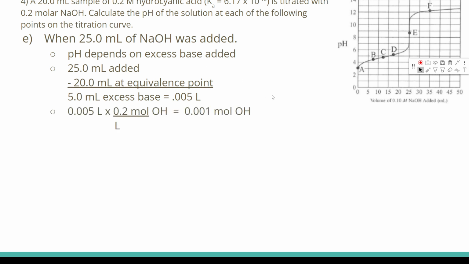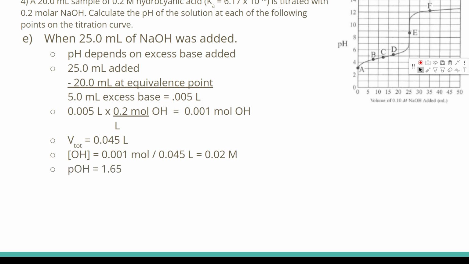And so I see how many moles of hydroxide that is. And then I have my new V total. Again, V total is based off adding the 20 mils from the flask and the 25 mils from the burette. And so my concentration, I just divide the moles by the liters to get molarity, and then I get my pOH from negative log of the concentration of OH minus, and then I get my pH from pH plus pOH is 14. And so we calculate pH to be 12.3.